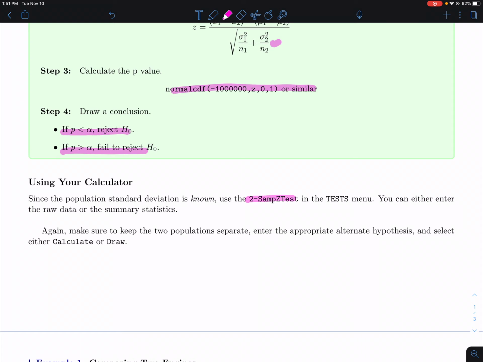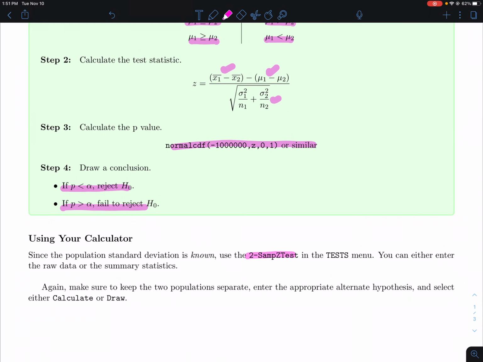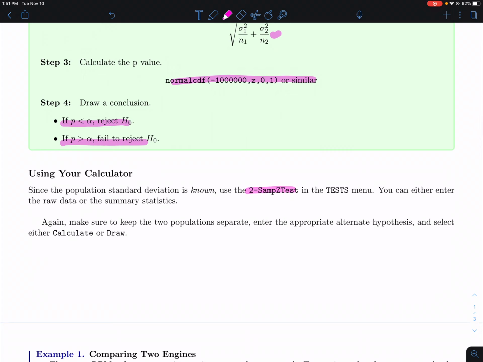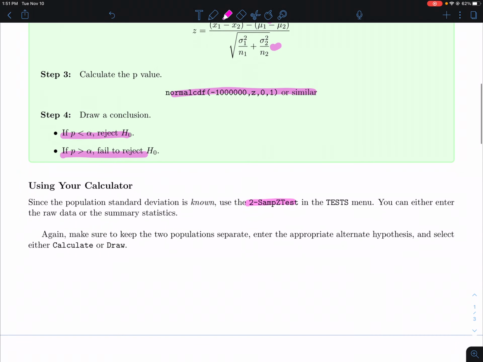Or if you have the actual mean and standard deviation, you can just plug those in. And then again, when you hit calculate, it'll give you the p-value. It'll also give you the z-score. And this one has a draw command where you can actually see what it would look like on the normal curve.